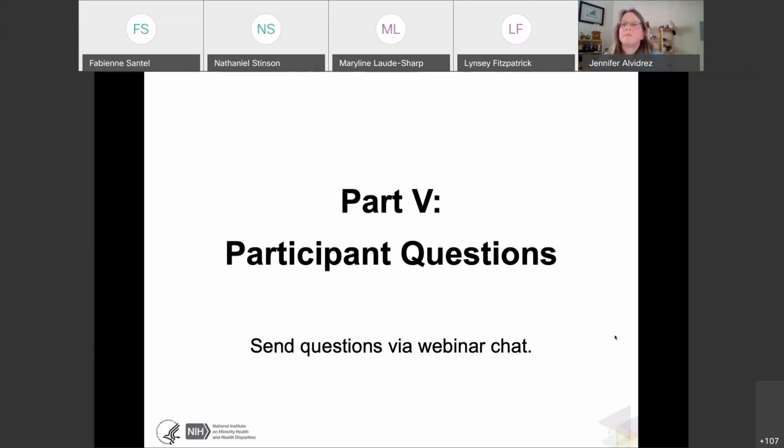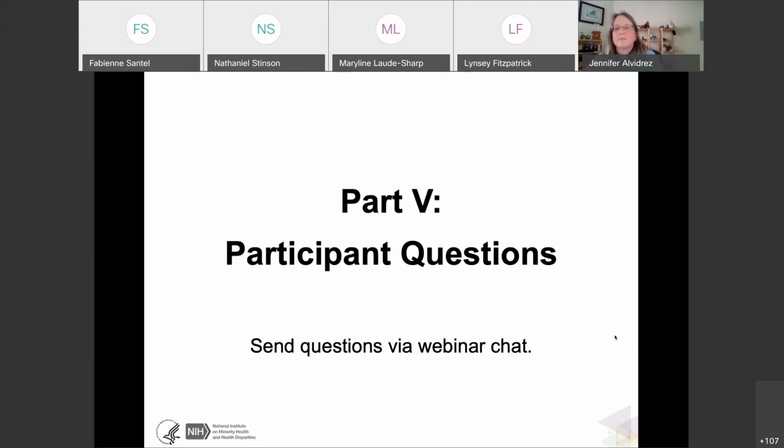Would you like to add anything, Dr. Stinson? Yeah, I would just add that the coordinating center is primarily going to be a resource to the individual centers. It's going to play a certain role with the common data elements and harmonization of those.